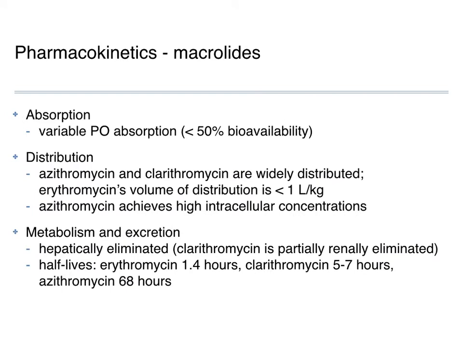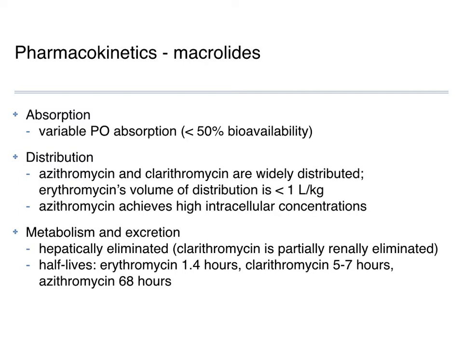So you see their absorption: variable PO absorption, fairly low bioavailability, which is not ideal. As far as distribution, azithromycin and clindamycin have a fairly good volume of distribution, fairly wide distribution. Erythromycin, however, has a fairly low volume of distribution. So erythromycin does not get the distribution that azithro and clarithro do. That's the first of many disadvantages of erythromycin. As we'll talk about, erythromycin really is a much inferior drug compared to the other 2 macrolides.